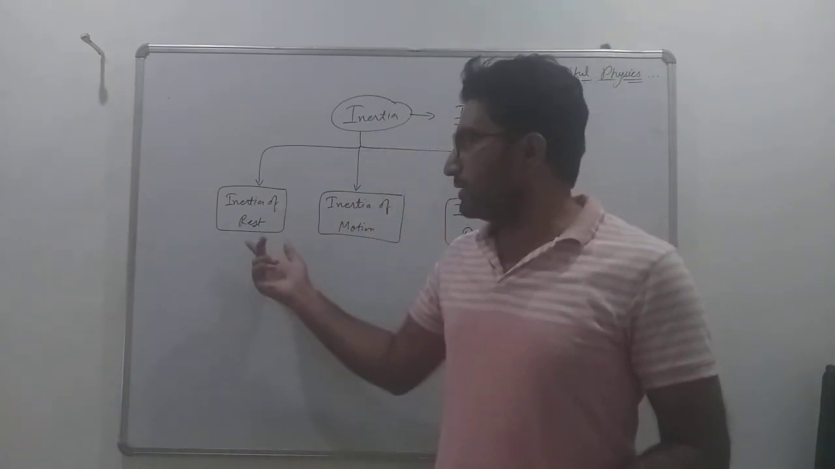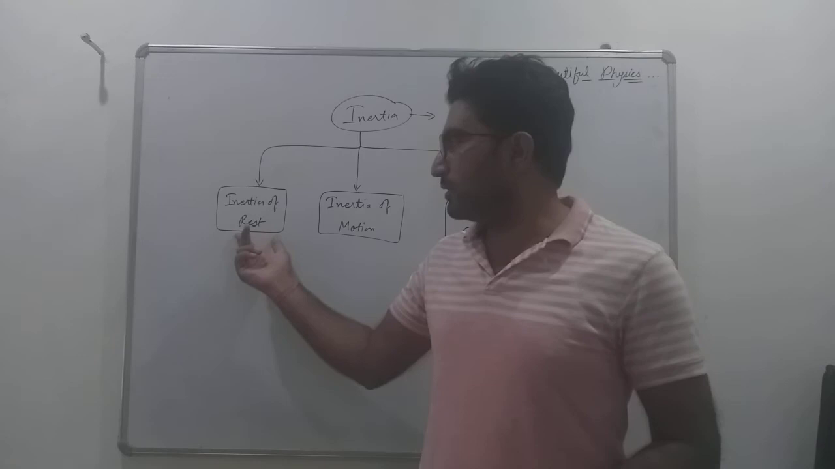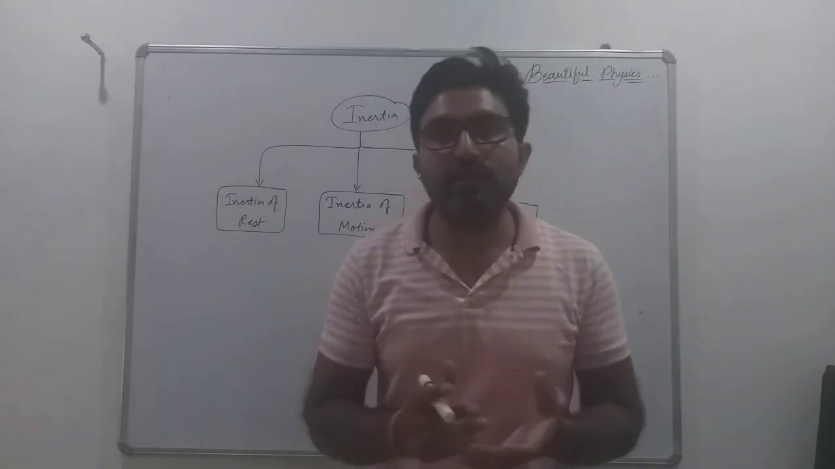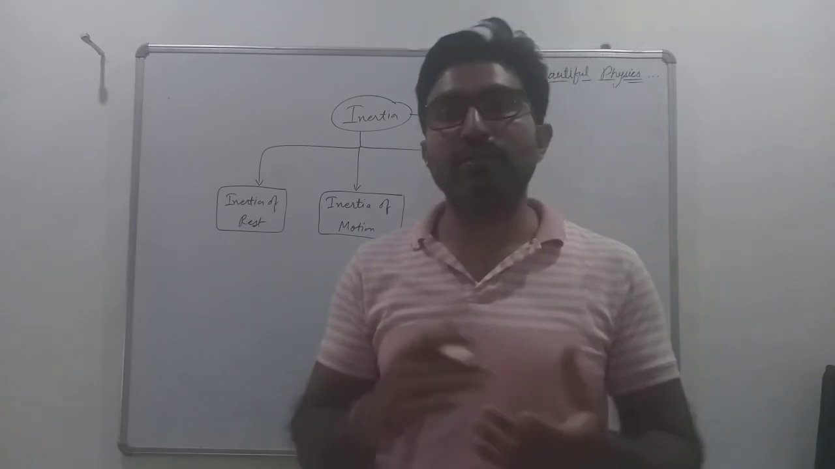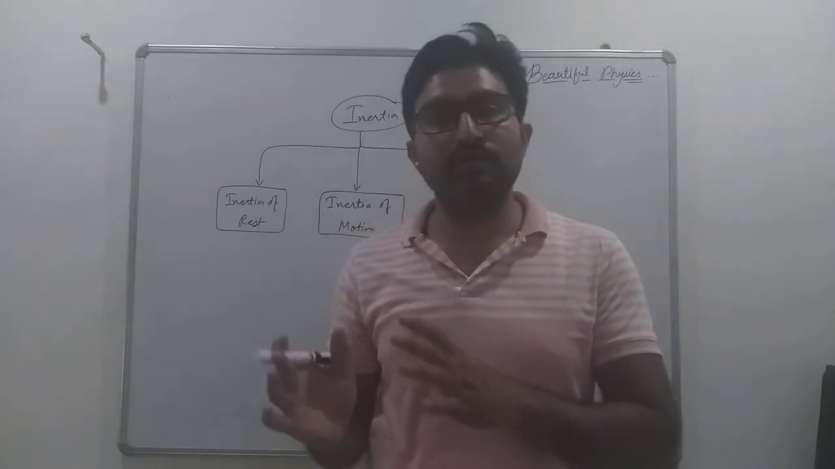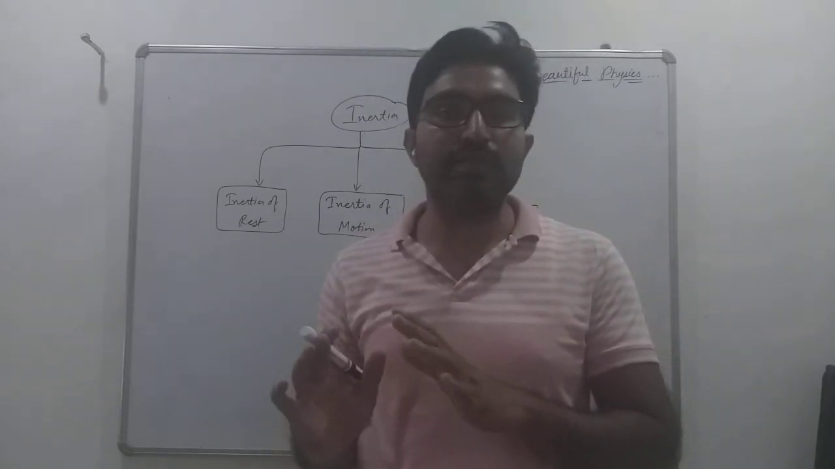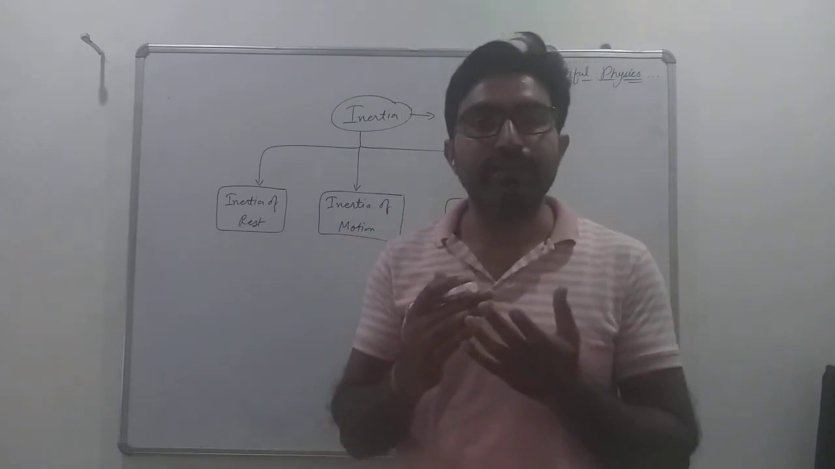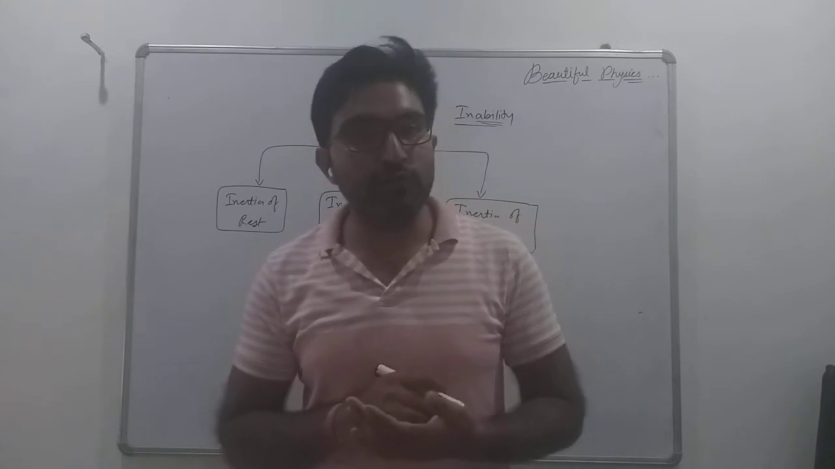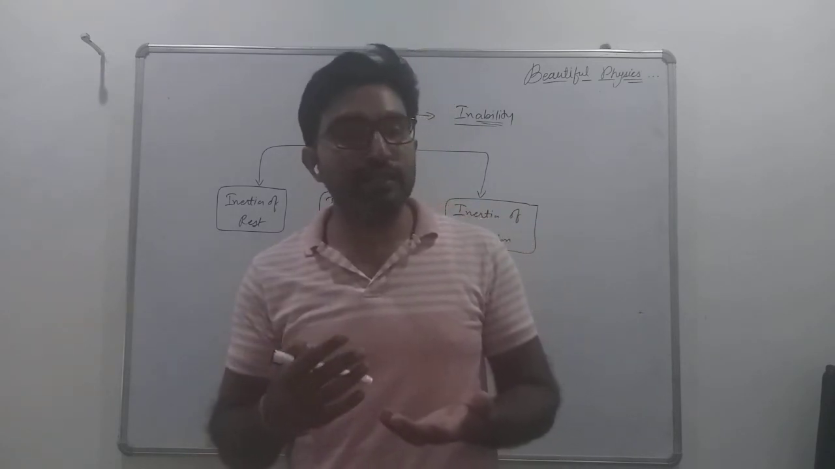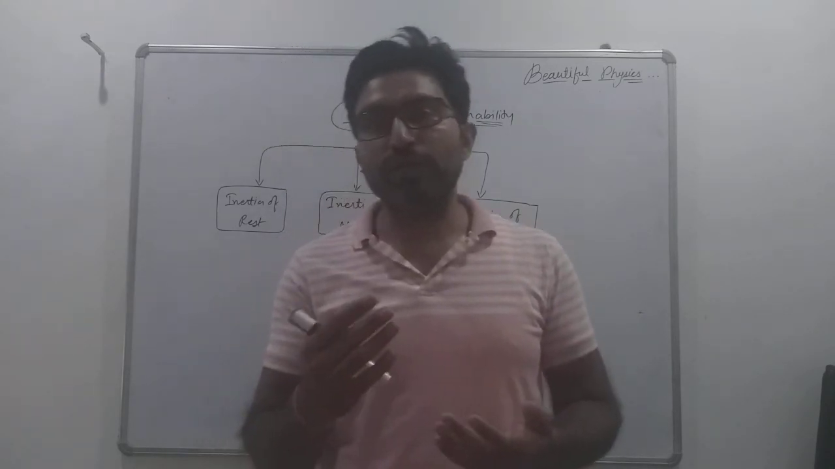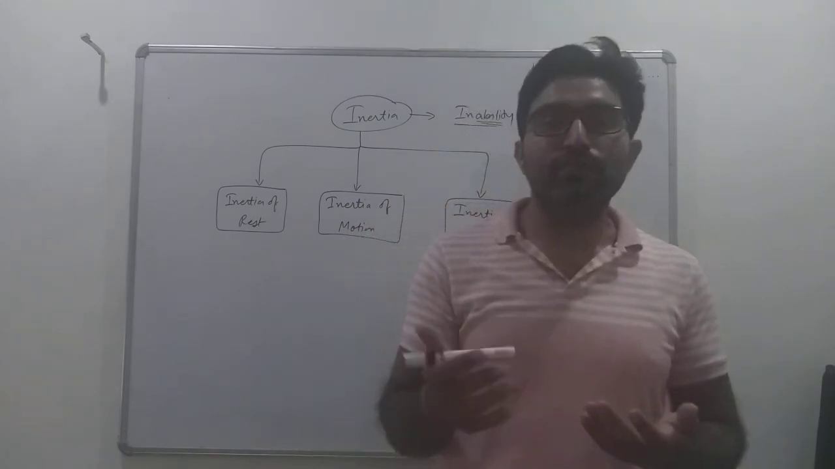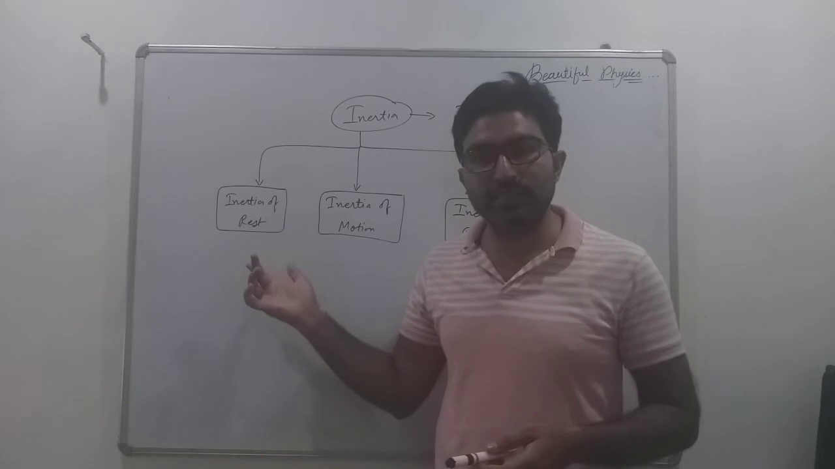Let's take examples of the types of inertia. Example of inertia of rest: suppose we are sitting in a car, a bus or a train, and the car or train starts suddenly, then we have a sudden jerk in the backward direction. That is due to inertia of rest. We are sitting inside a vehicle or train and it suddenly starts moving, so we get a sudden jerk backward. What causes it? Inertia of rest.